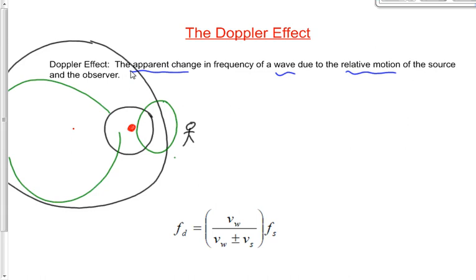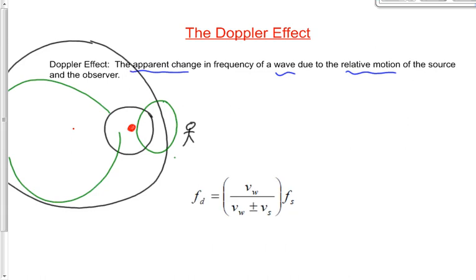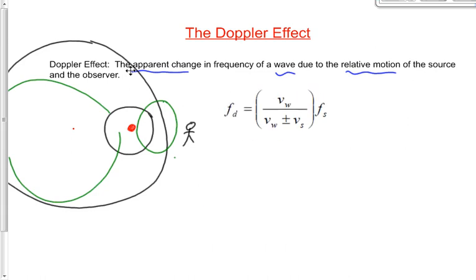All right, there's an equation that describes this, and it's kind of an ugly one. FD is equal to VW over VW plus or minus VS times FS. Lots of S's, lots of D's, W's, V's, F's. It becomes a little bit confusing. Plus or minus, that's the worst part of it, the whole plus or minus thing.